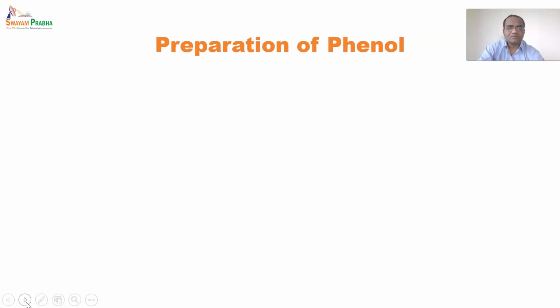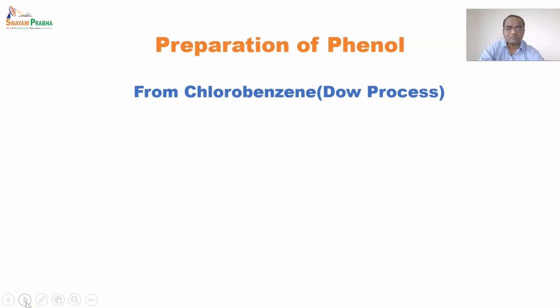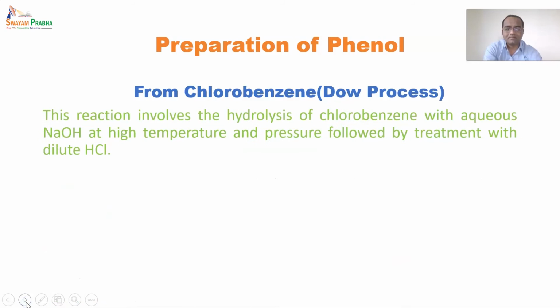Preparation of phenols. The first process is the Dow process, and it is from chlorobenzene. So phenols can be prepared from chlorobenzene. In this reaction, chlorobenzene is hydrolyzed with aqueous sodium hydroxide at high temperature and pressure, followed by treatment with dilute HCl.